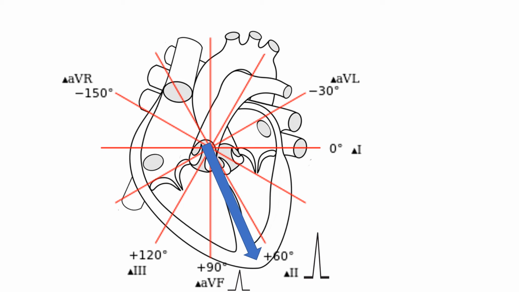Lead AVL, on the other hand, shows a fairly isoelectric deflection. The net deflection is slightly negative as the MEA is not perfectly perpendicular to it. Lead 1 and lead 2 record slightly positive biphasic deflections, and lead AVR a moderately negative deflection.